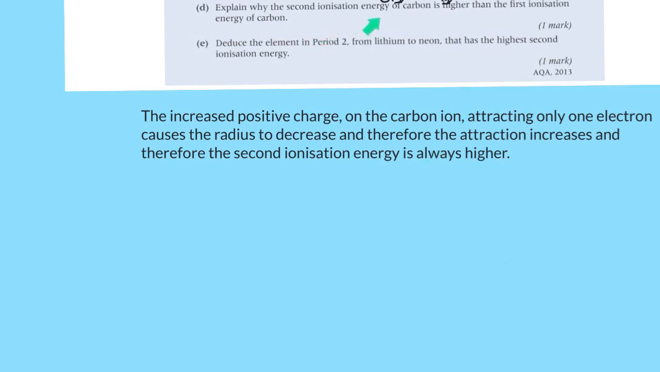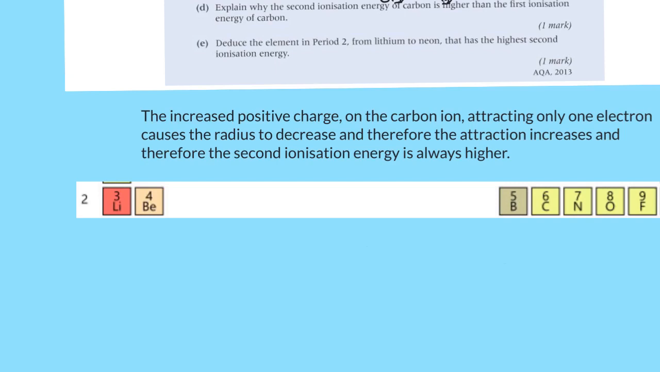Now the next question says, deduce the element in period 2 from lithium to neon that has the highest second ionisation energy. So here's the period going from lithium to neon. Of course you've got to look at your periodic table. The proton number is increasing, but this time we're looking at second ionisation energies. So we're going to write out the electron arrangement for each of these positive ions as we go across. Each of these is the ion, and not the atom, to get the second ionisation energy.